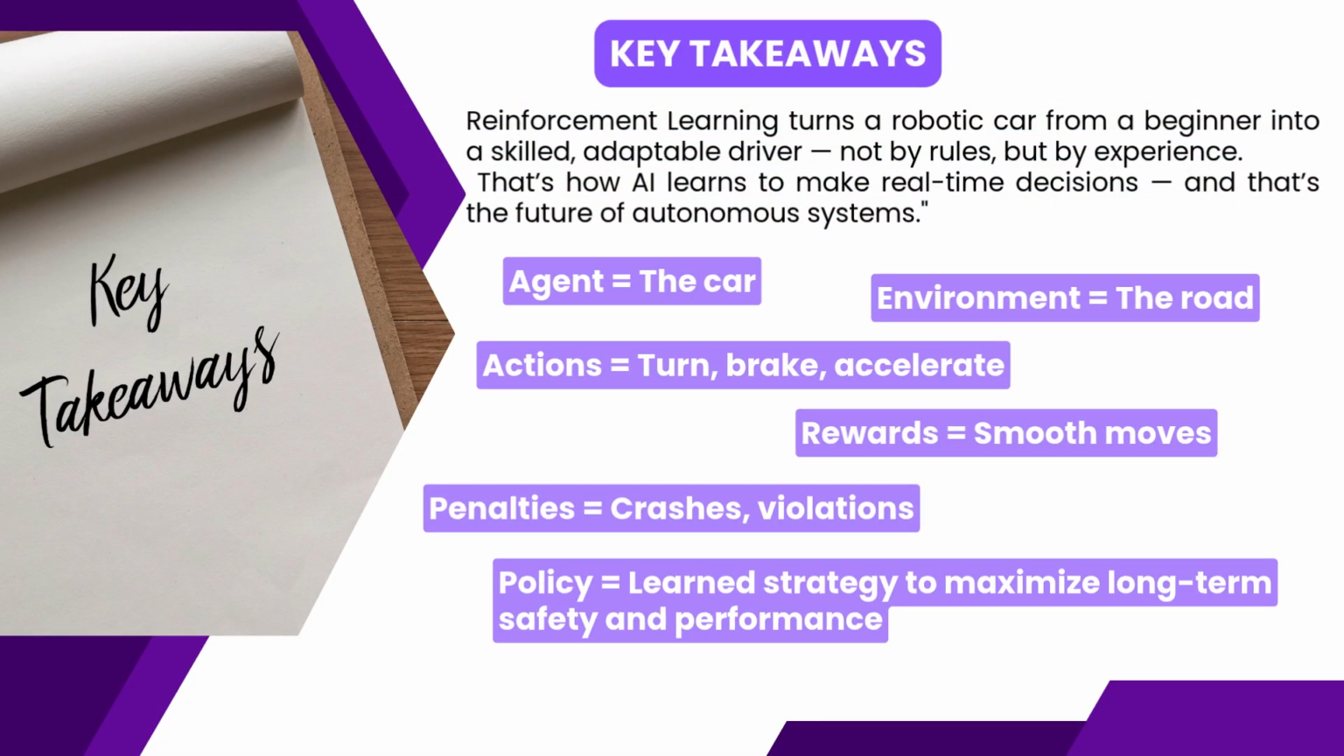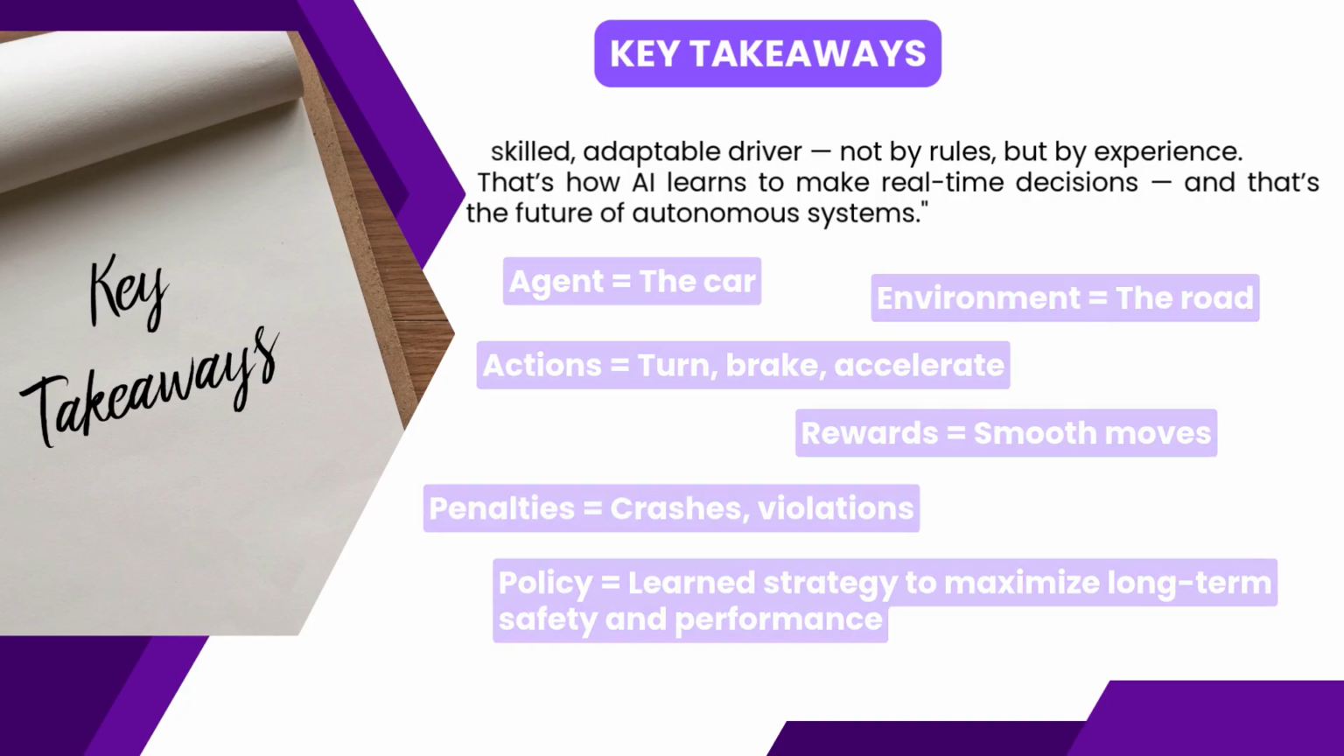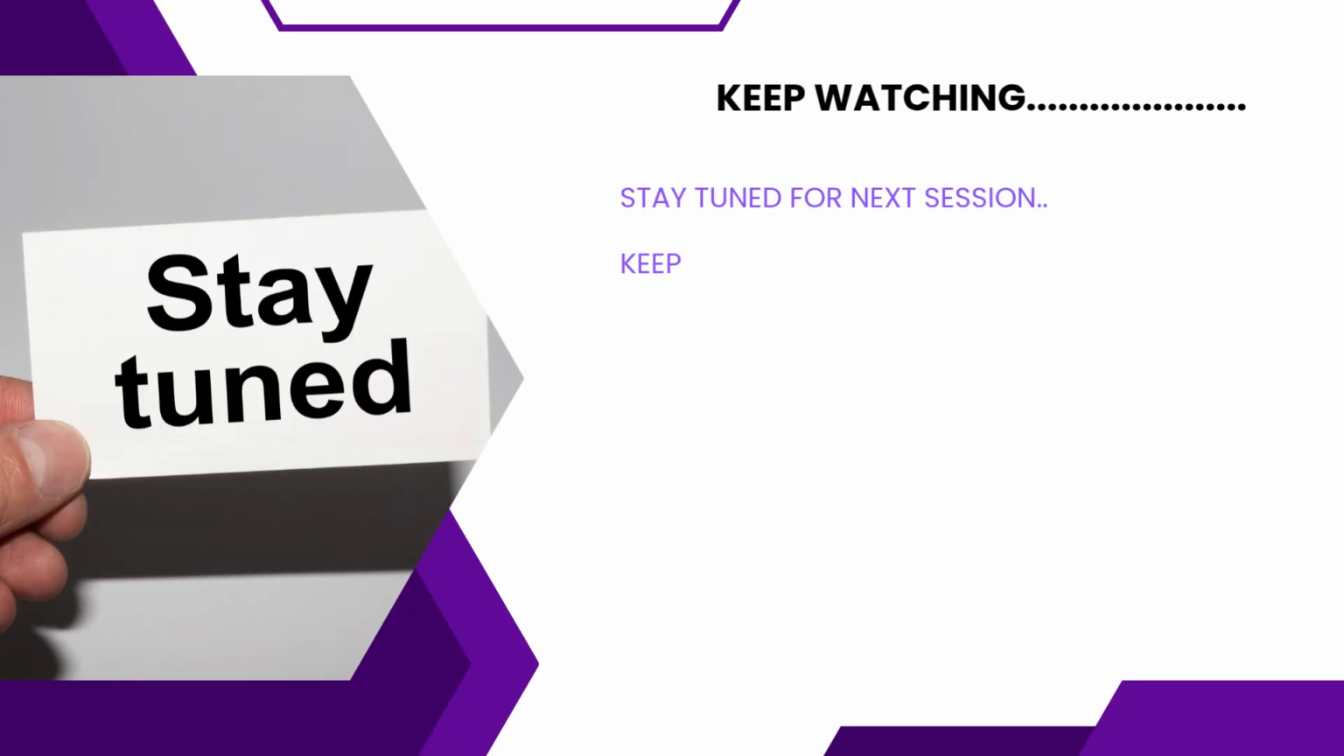So please remember, the agent is the car, the environment is the road, actions are the turns, brakes, or the accelerator, rewards are the smooth moves, penalties are crashes and violations, and finally the policy is the learned strategy to maximize long-term safety and performance.